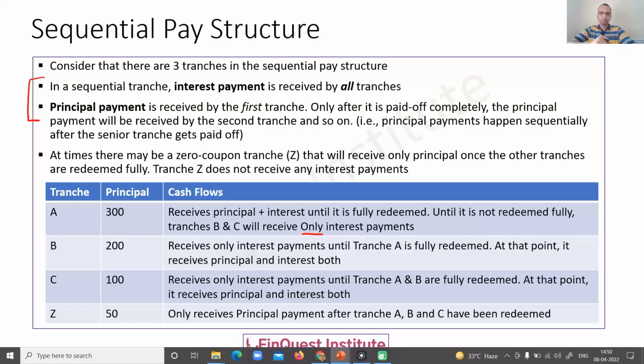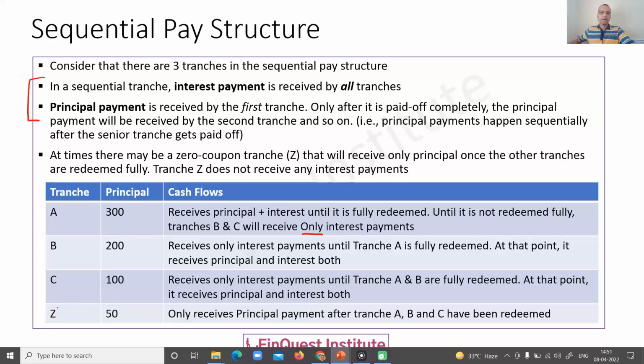tranche B begin. For tranche C, it will receive interest payments until tranche A and B are fully redeemed. That is, once 300 plus $200 of notional are redeemed for tranche A and B respectively, only then will the principal payments be directed towards tranche C. Otherwise, interest payments anyways will continue.